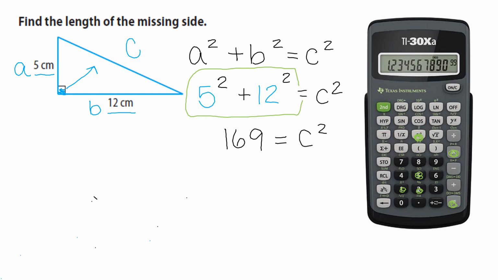Remember, this is not our final answer. The problem with this is C still has an exponent. In our diagram, C is by itself. So we need to go ahead and take the square root. And if you do it to one side, you always have to do it to the other. And like we said in the previous problem, a square and a square root sign cancel each other out. And if you type in 169 and hit the square root button, your answer will be 13.